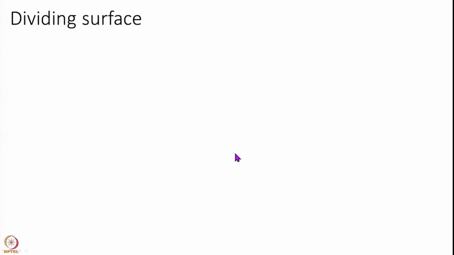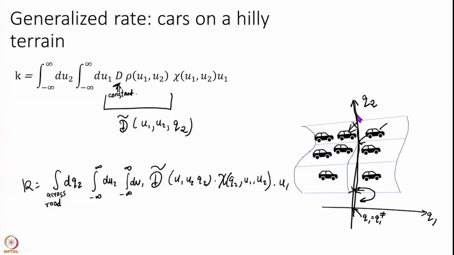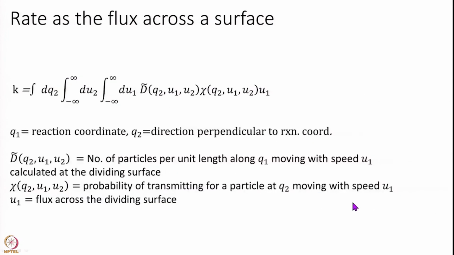Okay, so, let me just go back one slide, I am sorry I went forward. So, if I am sitting here and along this direction is where d is measured. Okay. So, the number of cars in a unit length along the direction of q1, that is my d tilde at various values of q2, u1 and u2, and chi is the probability of transmitting if I am travelling at speed u1 comma u2.